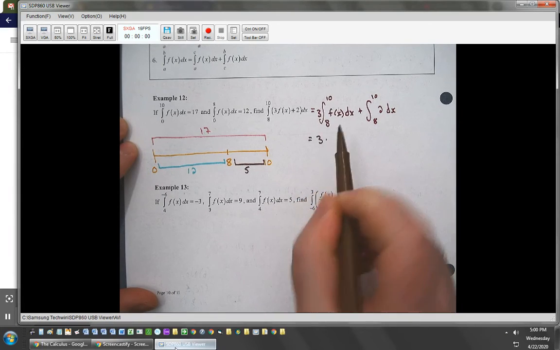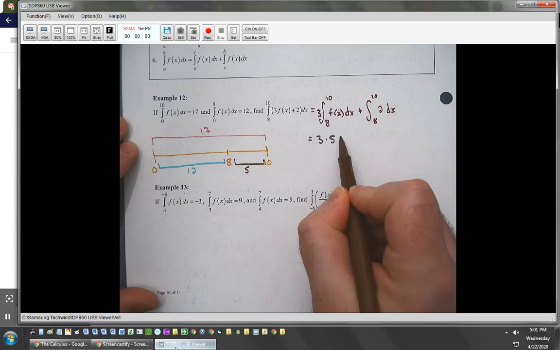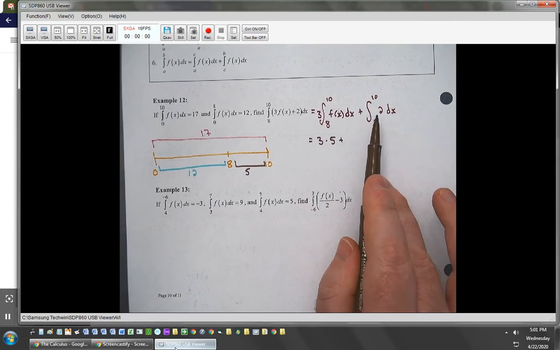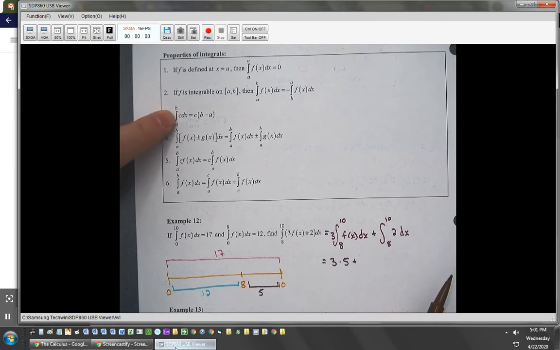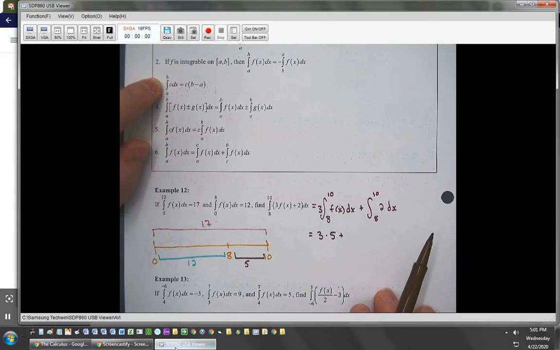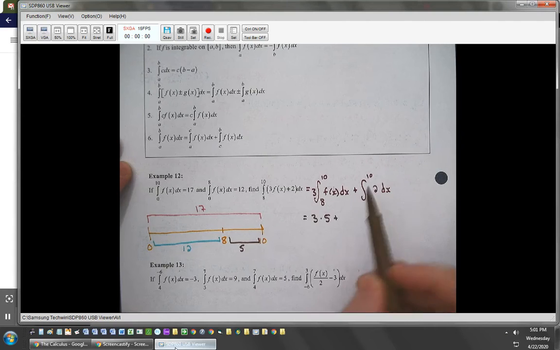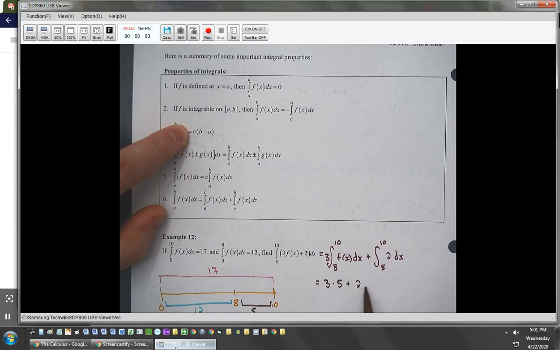Now I can start to evaluate this up here. 3 times the integral from 8 to 10, that's 5. Plus, what's the integral of 2? Now these are kind of easy. The integral of a constant, basically you're taking the constant out and then integrating 1, which would just be x. So it's just going to be that height. I didn't explain that very well. It's 2 times b minus a, 10 minus 8.